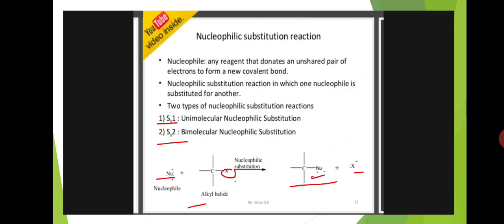SN1 means unimolecular nucleophilic substitution reaction, and SN2 means bimolecular nucleophilic substitution reaction. Here a nucleophile reacts with an alkyl halide and forms a new compound. That nucleophile may be an alcohol, hydroxy group, cyanide or amine, whatever it may be, and it replaces the halogen atom.